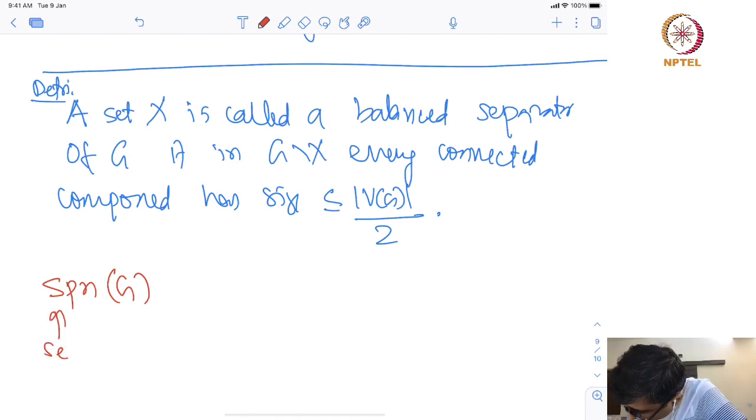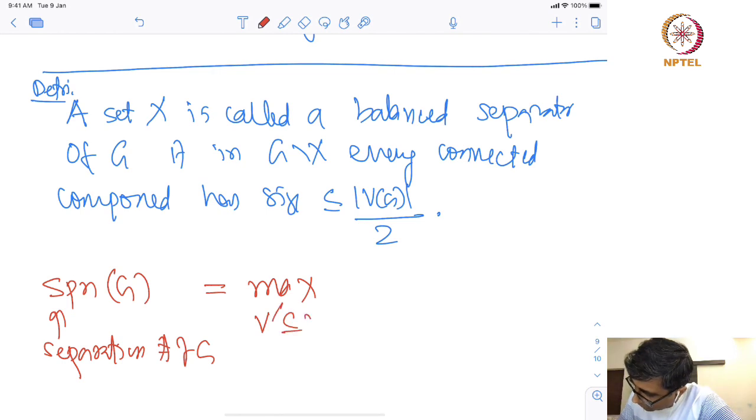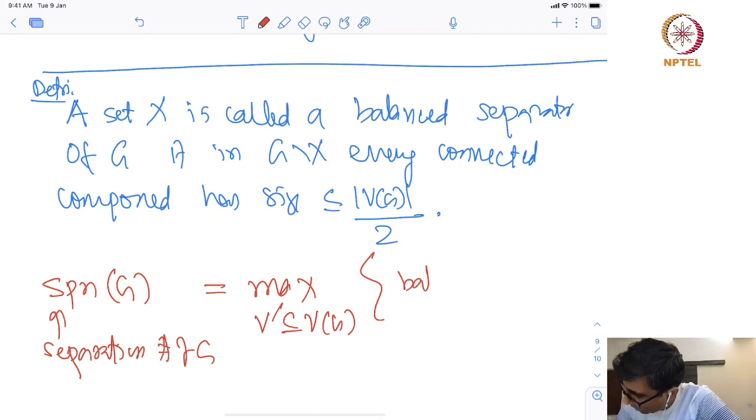This is like a separation number of G. This is the max over V prime subset of V(G) of the balanced separation number of the graph induced on V prime.